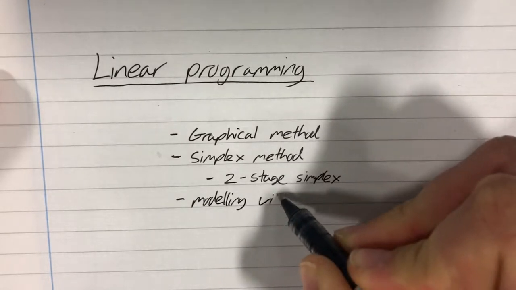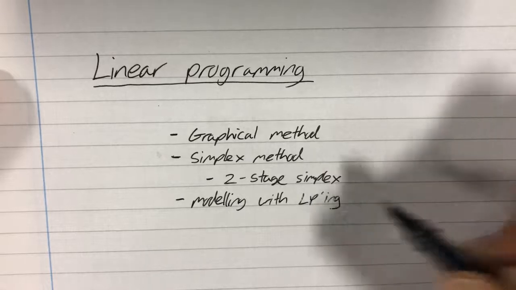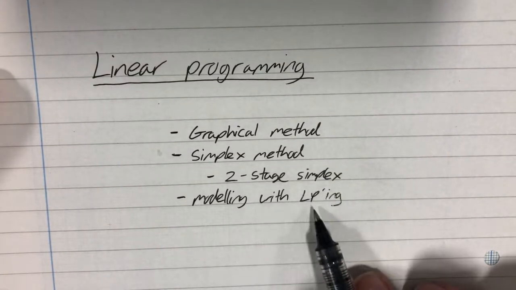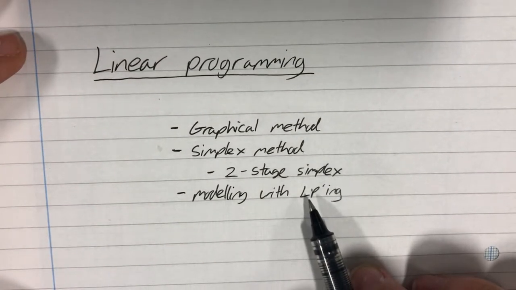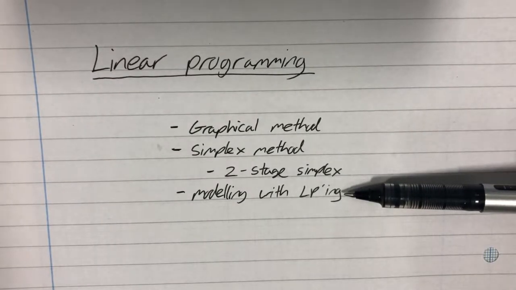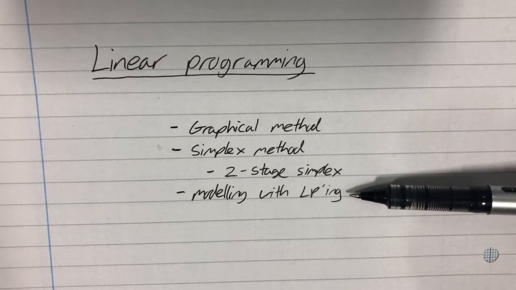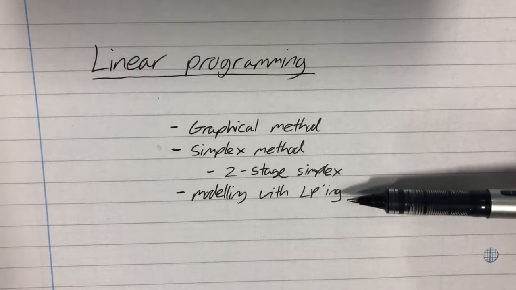with linear programming. Linear programming often gets shortened to LP'ing. If you see LP written anywhere, it tends to mean linear program. So modelling with LP'ing, we're setting up the linear programs. It also includes modelling network flows, critical path analysis, allocation problems, all with linear programming.